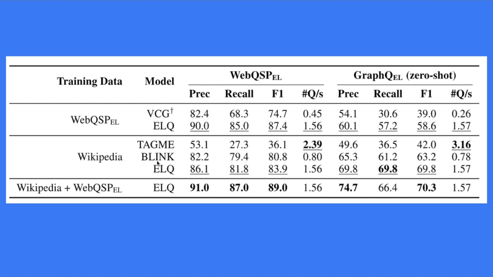And by the way, this is not a previous state of the art. It's a combination of two models. So this VCG is truly the previous state of the art. And if you combine both datasets, the proposed model can perform really well, almost 90% F1 score, and 70% F1 score on another dataset. And zero-shot learning, it did not fine-tune on the GraphQ dataset at all. That's a super amazing result.